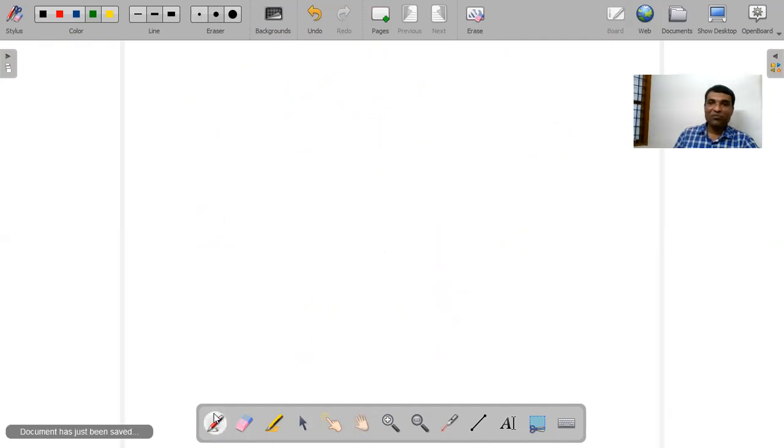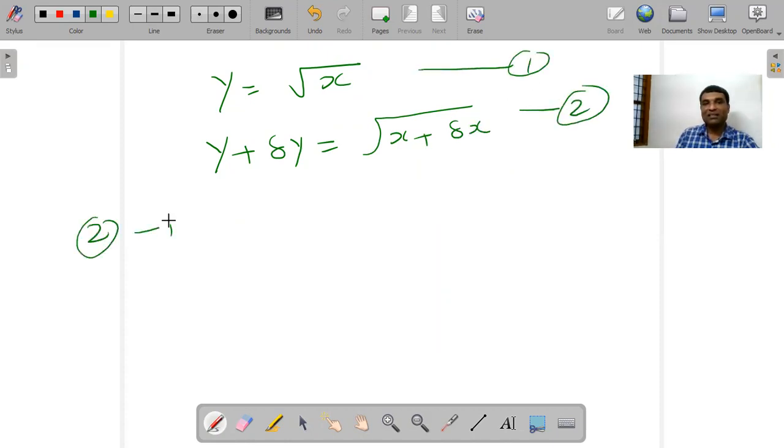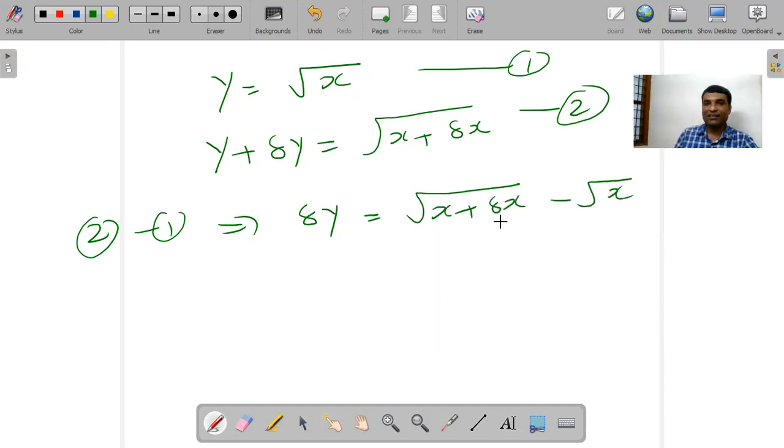Now we can do one more problem. Let y be equal to the square root of x. Similarly, I am making a small change in x. The corresponding change in y is delta y. So we can write y plus delta y equal to the square root of x plus delta x. Equation number 1 and equation number 2. Now 2 minus 1 implies delta y is equal to the square root of x plus delta x minus the square root of x. Divide by delta x. Here also divide by delta x.